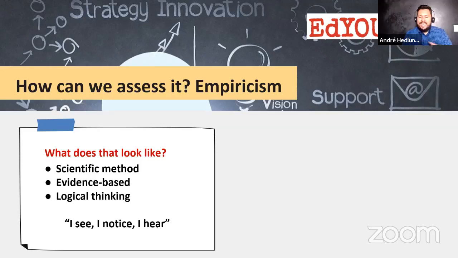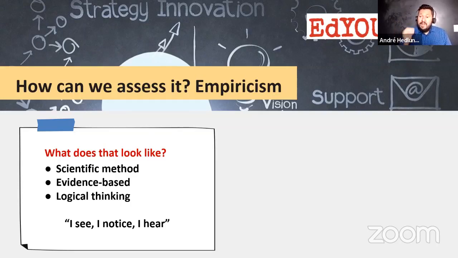If I ask any teacher right now in the world, are your students learning? Many will say, I feel that they are learning. Yes, I feel that they are learning. This is not empirical. I feel that they're learning is an emotion, or it's just an instinct that you might have. What is empirical?